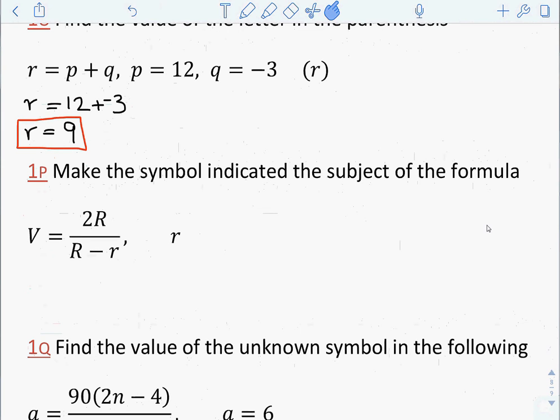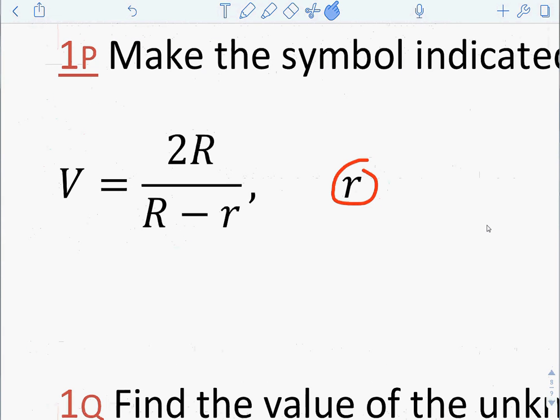In 1p, we're asked to make the symbol indicated the subject of the formula. The symbol indicated is this r that's here. Now, you need to be careful in realizing that there is a difference between a capital R and a lowercase r. Not only is there a difference in the equation, you need to be very careful if you use your CAS calculator, because it will not recognize the difference between a capital and a lowercase. You need to use a different variable.